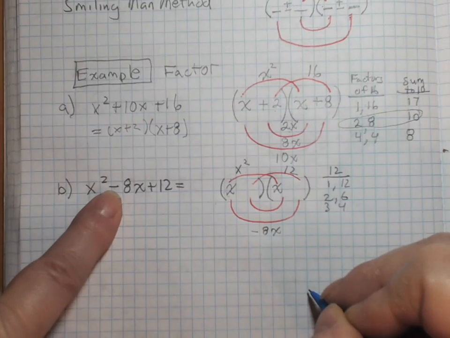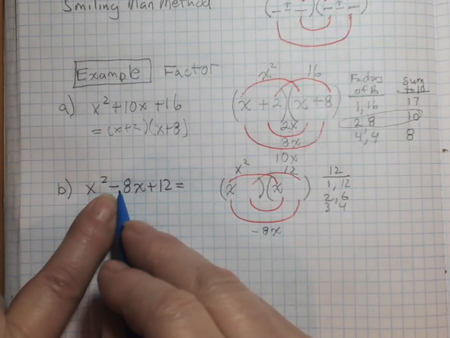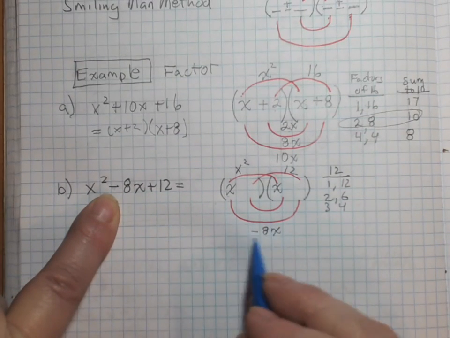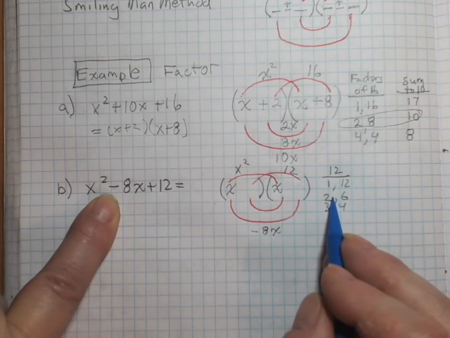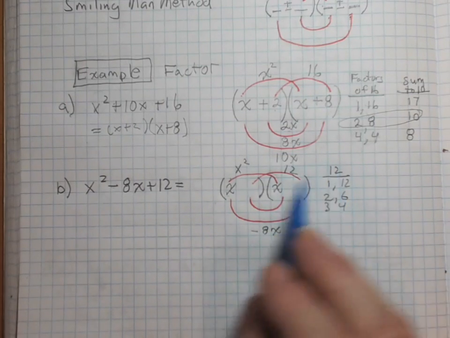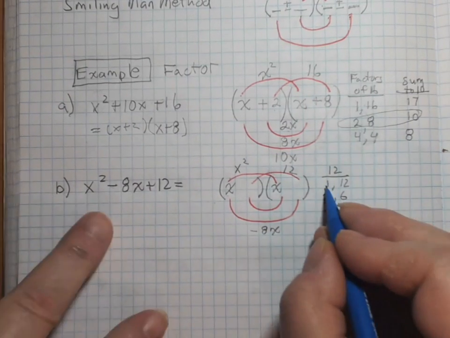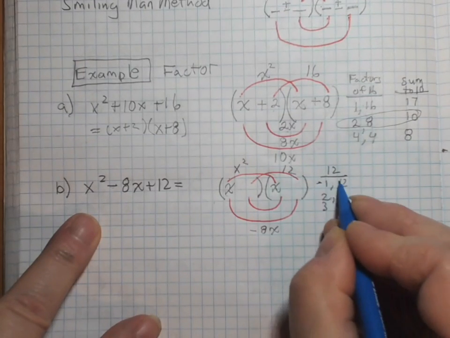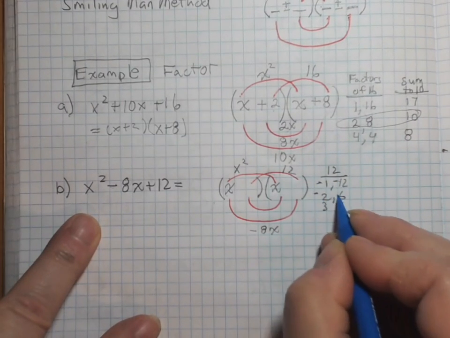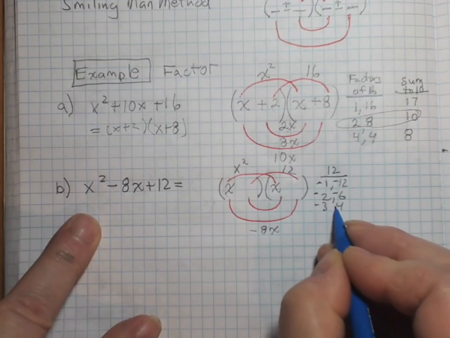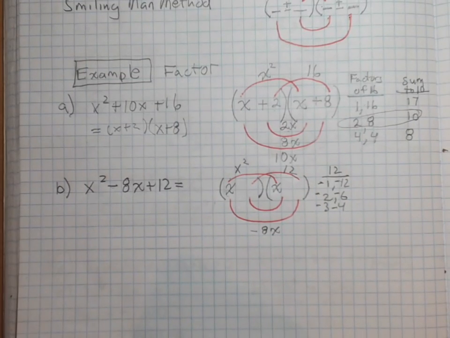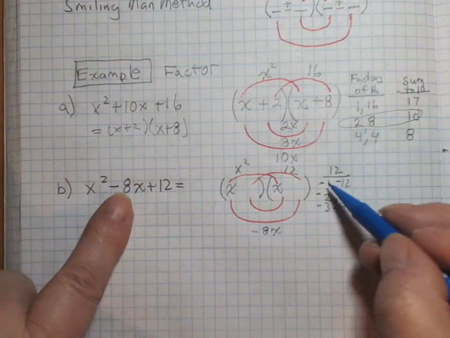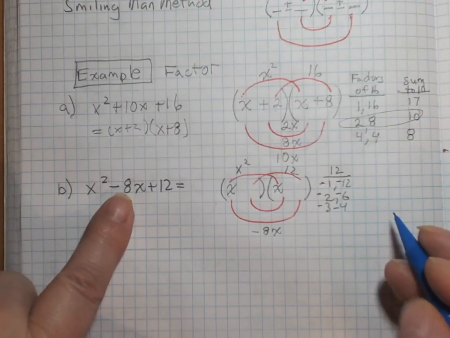But now I'm noticing I'm not going to forget there's a negative here. So I'm going to need it. If I'm going to get a negative number, I have to have some negatives in here. However, I do need a positive 12. So that means that these both have to be negative to get a positive 12. So I'm going to put negatives on both of these factors. Okay, so which pair gives me a sum of negative 8?